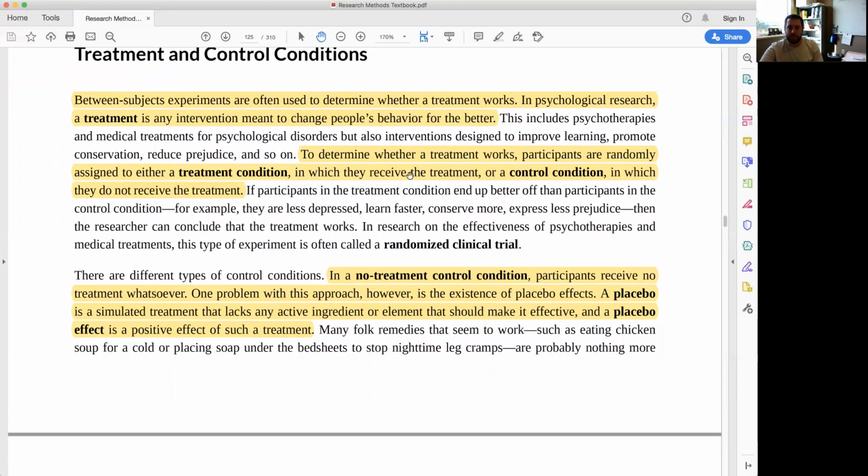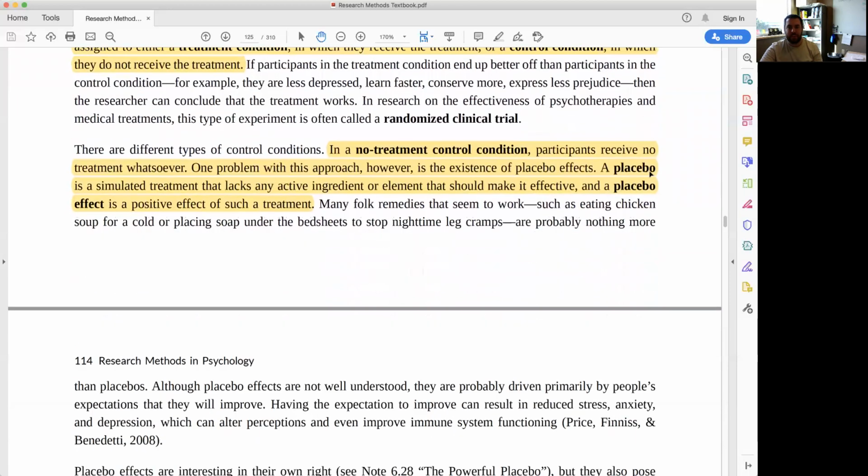To determine whether a treatment works, participants are randomly assigned to either the treatment condition, in which they receive the treatment, could be a drug, but more often than not, it's going to be some type of intervention, or a control condition in which they don't receive anything. With this, it brings up the concerns of something called a placebo effect as well. You might run into people who just expect to get some type of improvement, so they actually do.